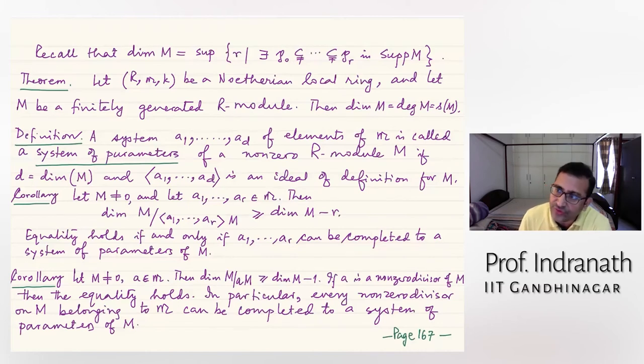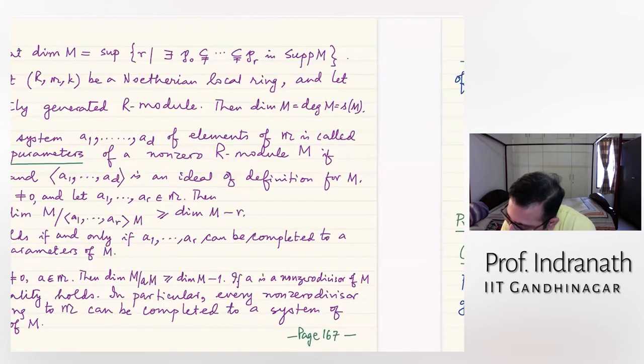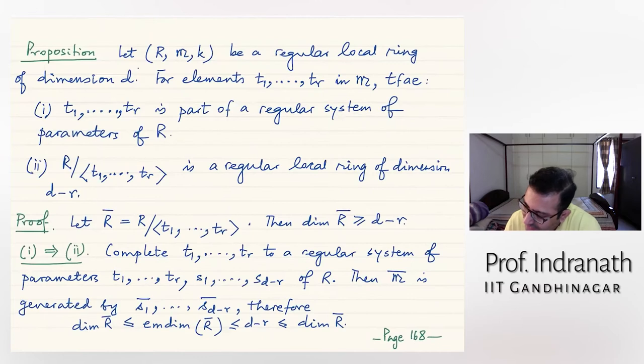And as I have already told you in my previous lecture, the major technique is the inductive method, and this helps us to reduce the dimension. This is the case when you have just one element and a non-zero divisor. After that, we use this to prove such results that if you have a regular local ring of dimension D, then for elements T1, T2, ..., TR in M, this is a part of a regular system of parameters if and only if R mod this ideal is a regular local ring of dimension exactly D minus R. So it has dropped down by R. These two conditions are equivalent. This is what we have proved.